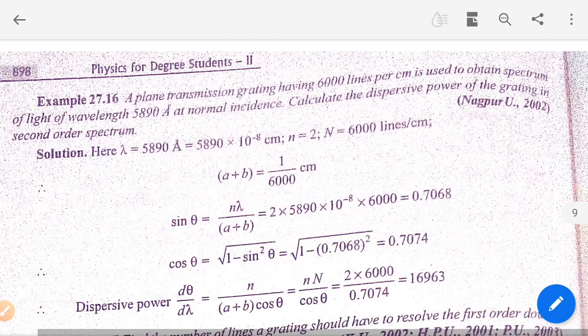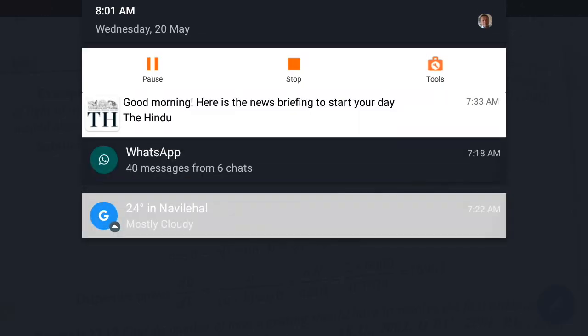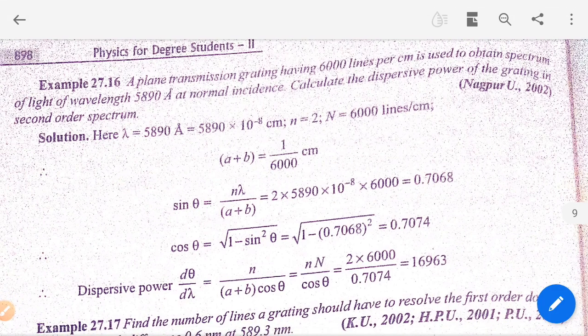As we move further, a plane transmission grating having 6000 lines per centimeter is used to obtain the spectrum of light of wavelength 5890 angstrom at normal incidence. Here we calculate the dispersive power of the grating in the second order spectrum.